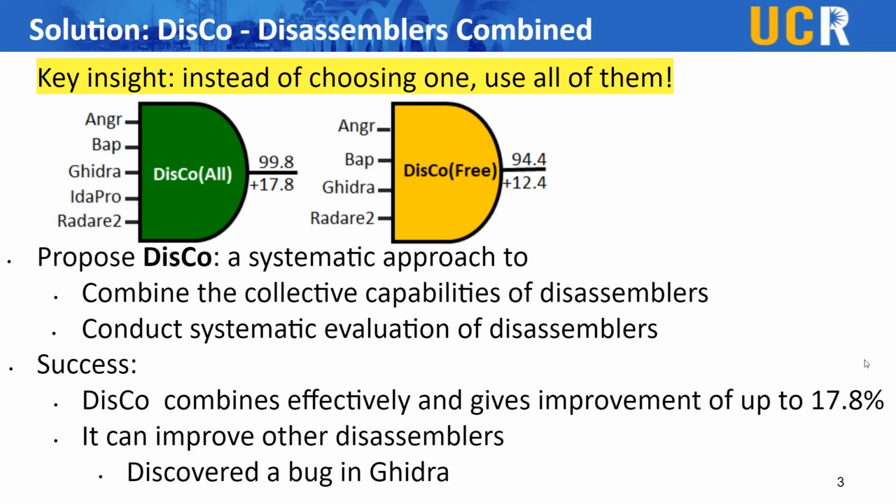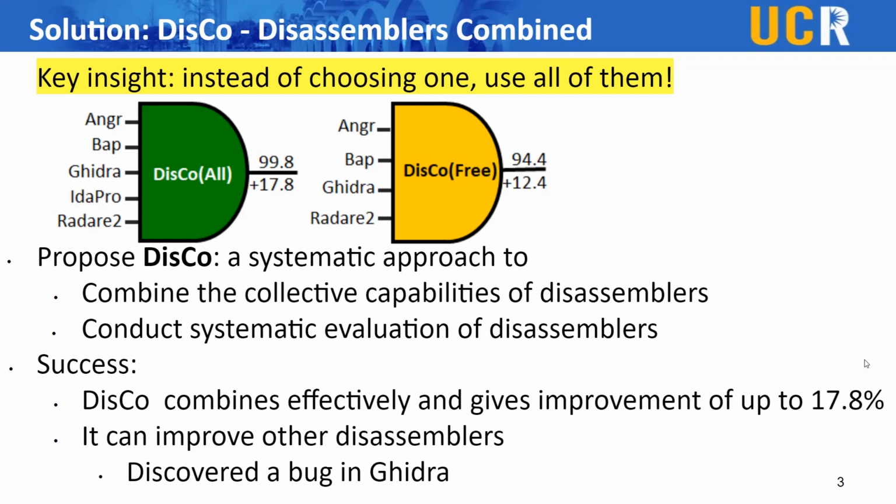So this is a very significant improvement over the best disassembler that you could have possibly chosen for the group of binaries. And of course you can choose a different group of disassemblers, like you can just go with the free disassemblers, for example, and even in that case we found that there is a 12.4% improvement over the best performing disassembler.